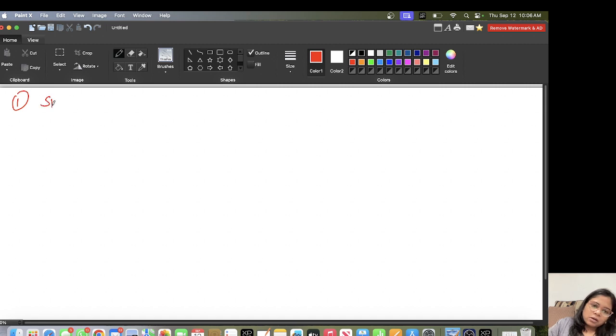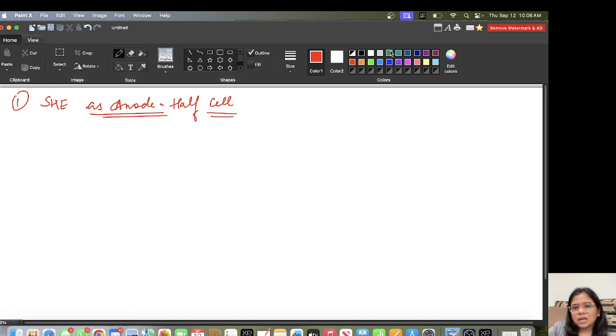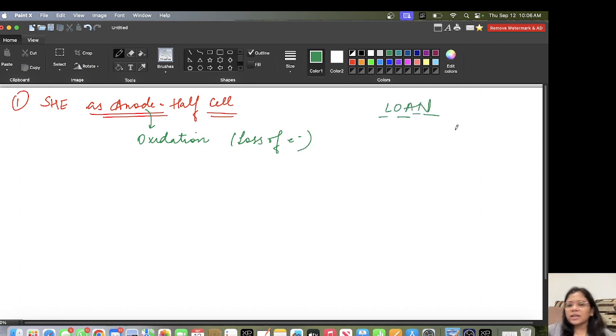So, do you remember how an anode behaves in the SHE as anode half cell? In the anode, what basically happens? In the anode, oxidation is happening, right? What do you mean by oxidation? Oxidation means loss of electrons. And what was the trick to remember? LOAN: Left side oxidation, anode negative, right? So oxidation happens at the anode. What is oxidation? Loss of electrons.